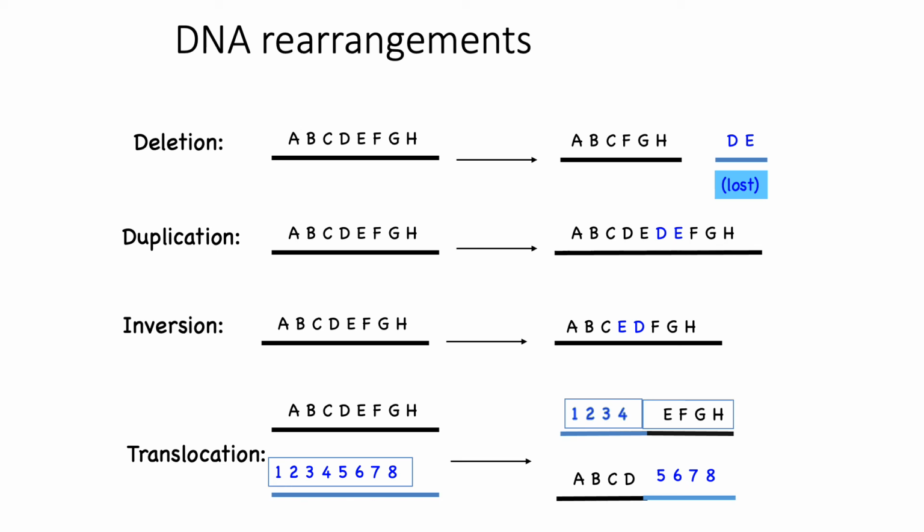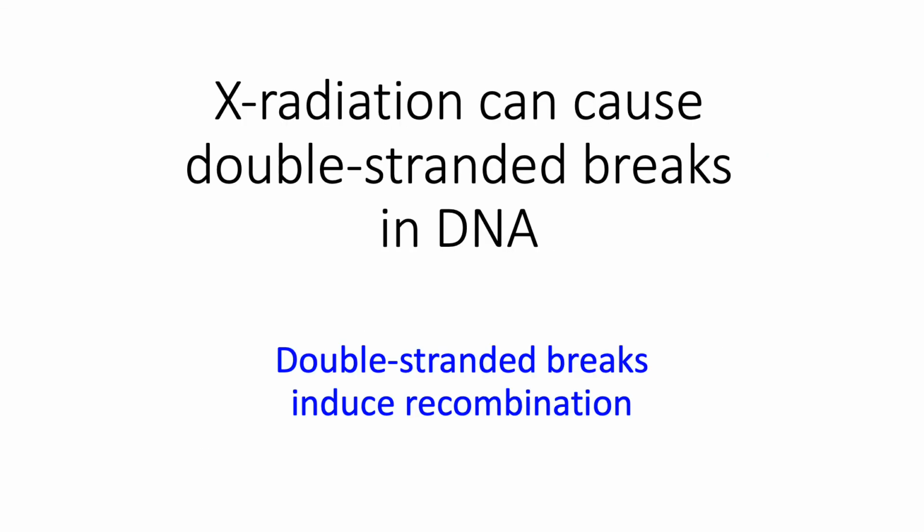Or we can have a gene conversion event where one chromosome has donated its information to the other one, but maintains the structure that was originally there. Now, X radiation can cause these double-stranded breaks in DNA, and again, this induces recombination. It also can cause loss of DNA by nuclease digestion off the ends of them.